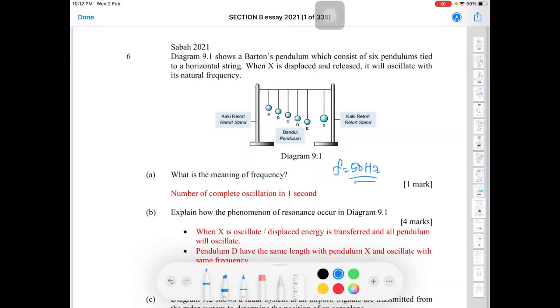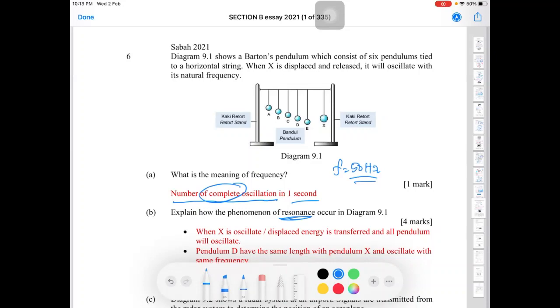Your ticker tape, your ticker timer. Ticker timer kita the frequency is 50 Hz. Maksudnya apa? Maksudnya dia akan ketuk the ticker timer will do the dot tu 50 dot in 1 second. Maksudnya dia akan ketuk 50 kali in 1 second. So that's why you kena kata number of complete oscillation. So wajib ada ayat complete oscillation in 1 second.